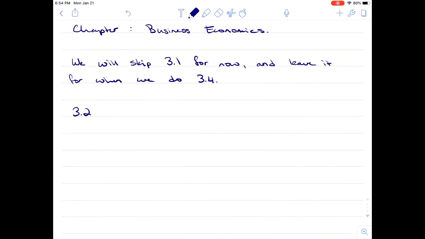3.2 then. Oh, wrong page, that's why. 3.2 is on merchandising. And oh, there it is. Anyone not have a copy? Yeah. Anyone else? Nice.